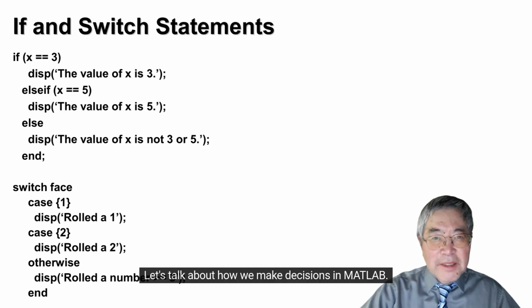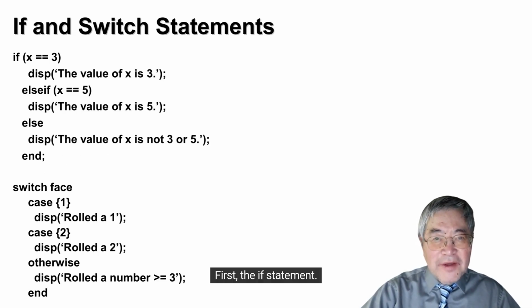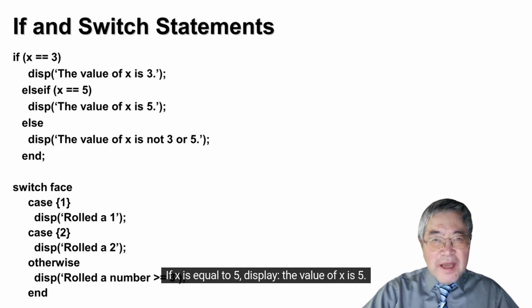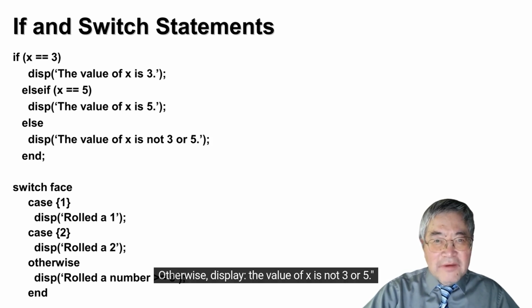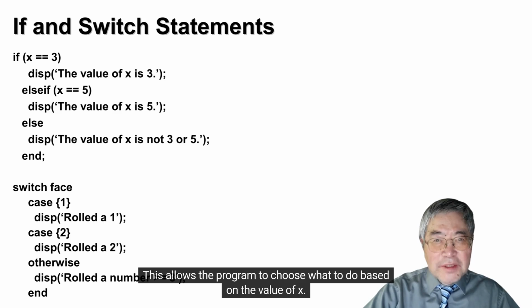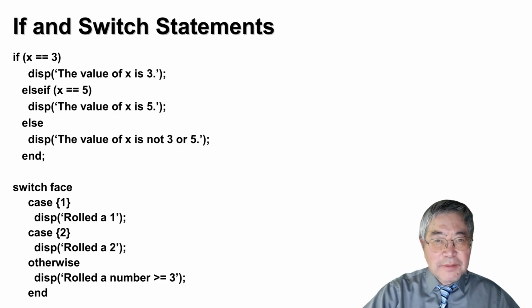Let's talk about how we make decisions in MATLAB. First, the if statement. You might say, if x is equal to 3, display the value of x is 3. If x is equal to 5, display the value of x is 5. Otherwise, display the value of x is not 3 or 5. This allows the program to choose what to do based on the value of x.